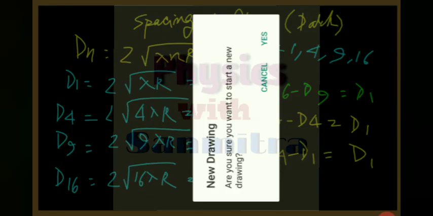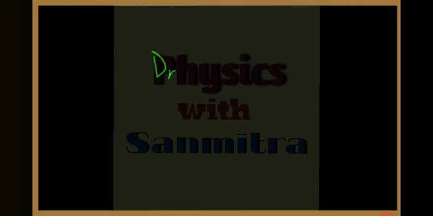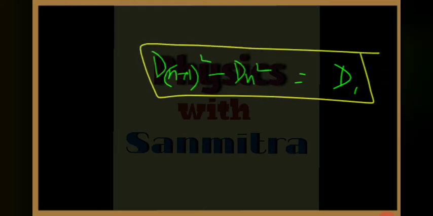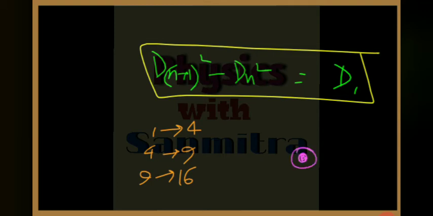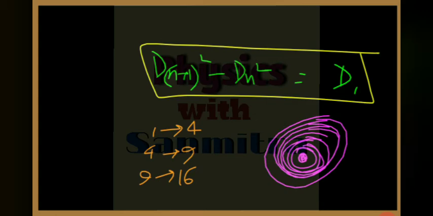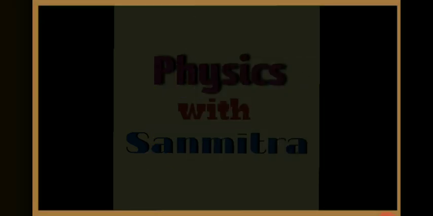So we can write here d(n+1) square minus d(n) square, that is actually d1. So the difference between the rings 1 to 4 is the same as the difference between the rings 4 to 9, and that is the same as the difference between the rings 9 to 16. So now you can understand how the patterns will be arranged. They will be coming closer to each other, not exactly circular, but exactly it will be like this.